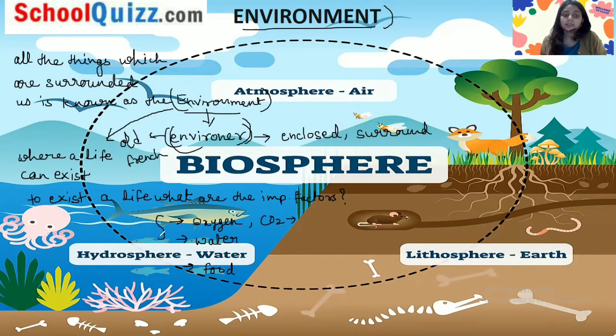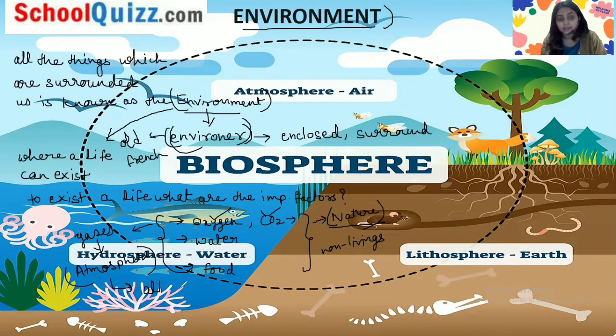So tell me, are all these things living or non-living? These are non-living things. And where do all these factors come from? They come from nature. Nature provides us. You can see oxygen and CO2 are gases, and gases come from the atmosphere. What is the atmosphere? The definition of atmosphere would be all the layers of gases surrounding a planet, or you can say surrounding our earth, is known as the atmosphere.